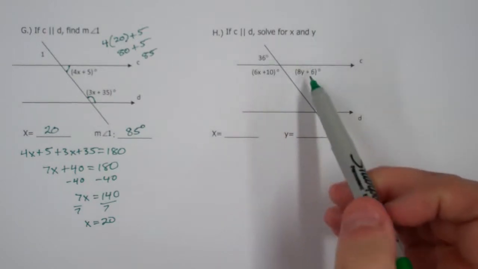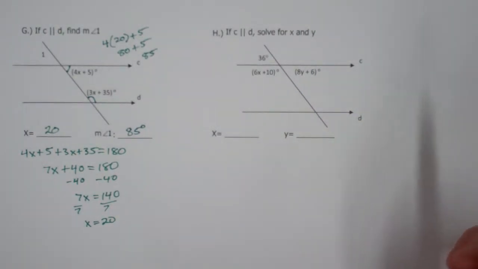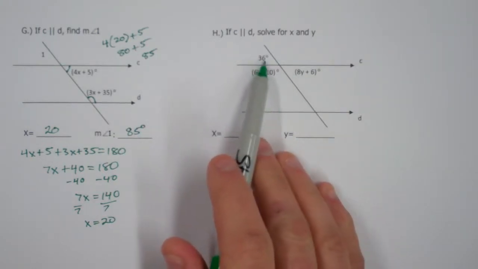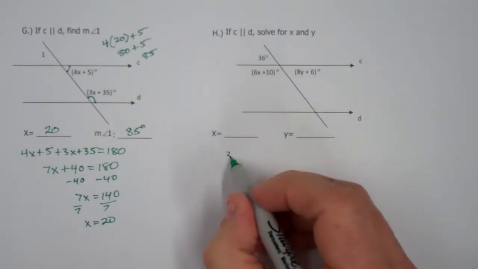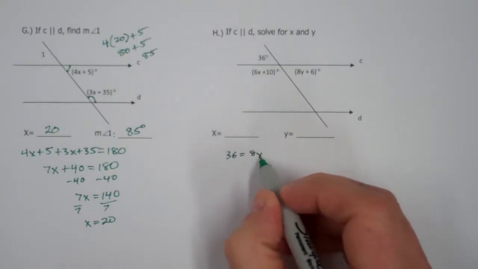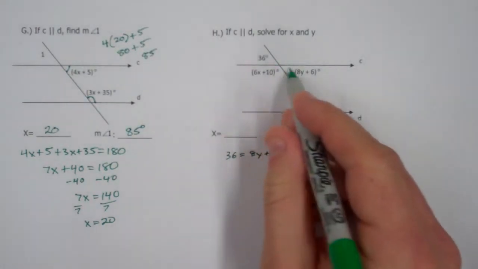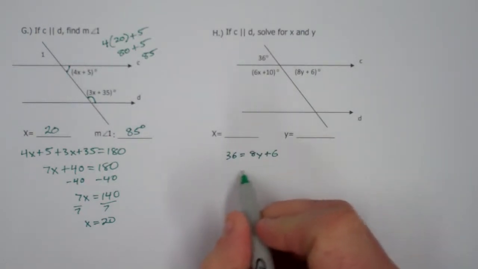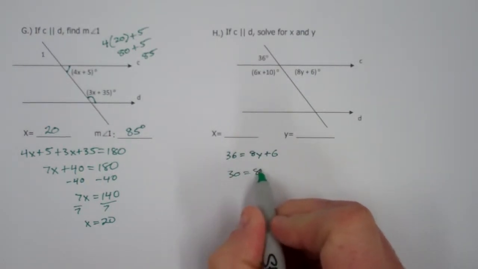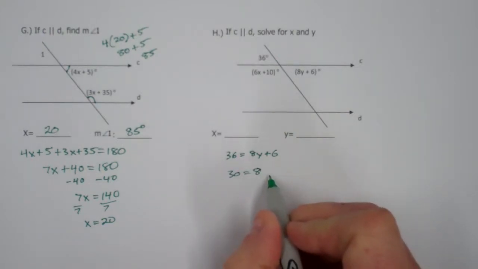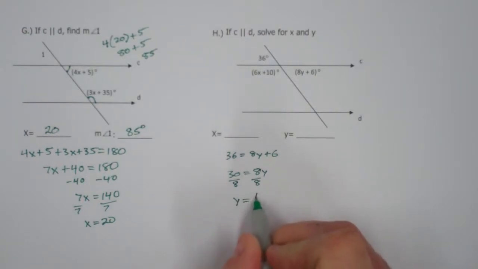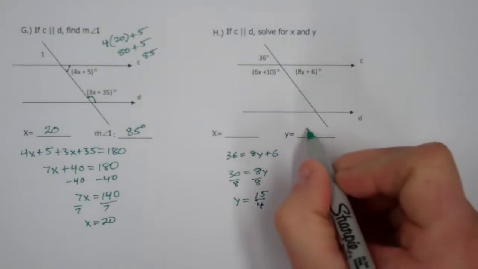We'll solve for both x and y here. You can do whichever one you want first. I think it's going to be nice and easy though if we figure out y to begin with. We know that those two angles right there, the measures are equal. They're vertical angles, so we can set their measures equal to each other. We'll subtract 6 here, so we get 30 is equal to 8y, and divide by 8. So we get y to be 15 over 4.